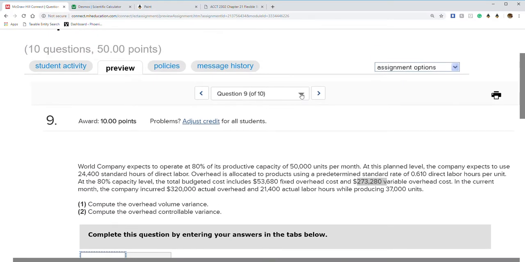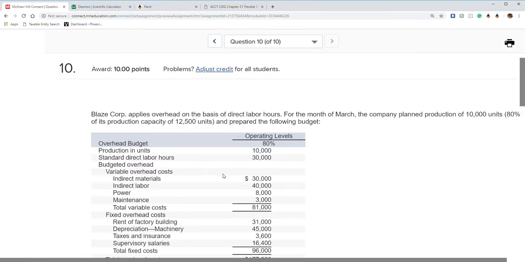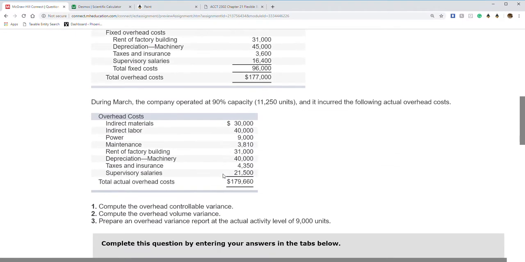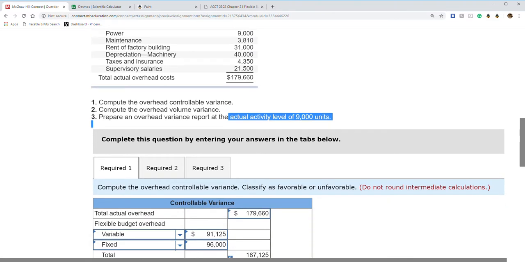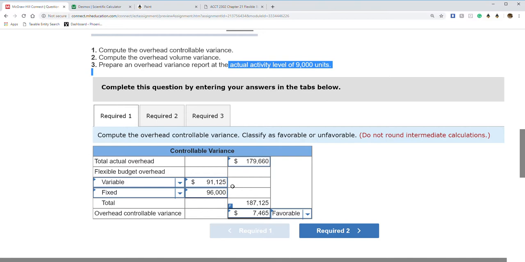Now, question 10 is a long one, just like the first question, question 6. And this is going to bring out basically an overhead budget. And it's going to have that actual budget, which was at 90% capacity. So we're going to have actual activity levels of 9,000 units. Fun stuff. So again, the first part that we have is figuring out the controllable variance.